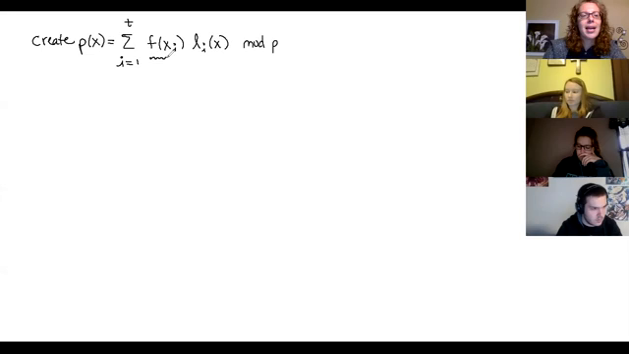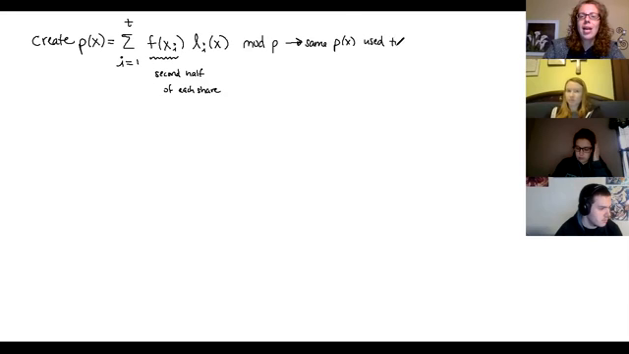Here, f of x sub i is the second half of each share. And the x is a variable, mod p. And this is the same p of x that was used to create the shares.